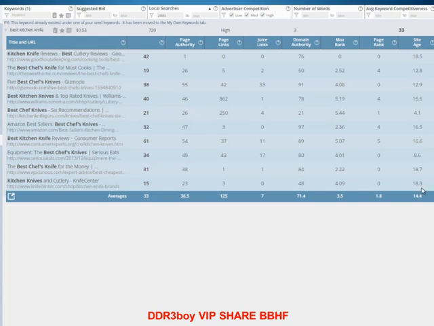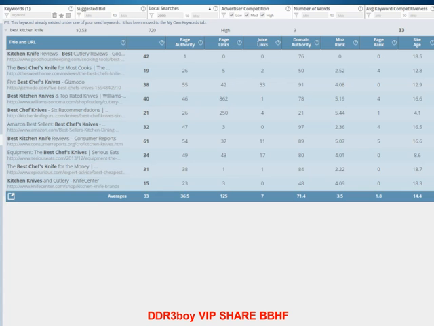I don't see any young sites, and the domain authority is still quite high on most of these. There is one low domain authority, and overall, it's a 33, so it's better, but it's still not one of those that I'm salivating over. I'm not super excited about it.